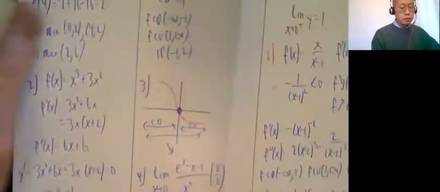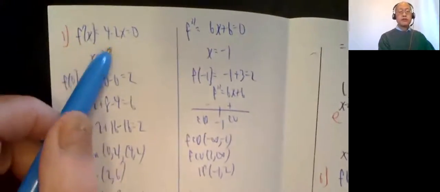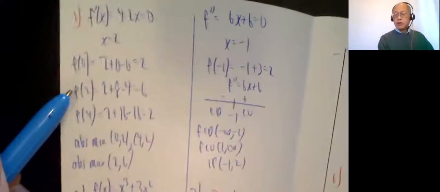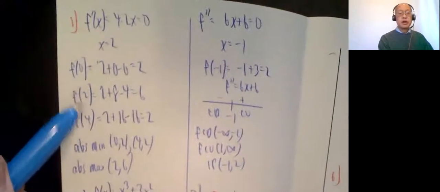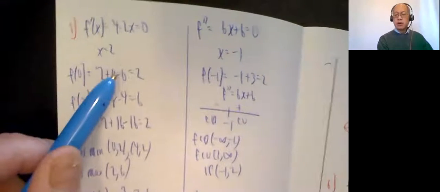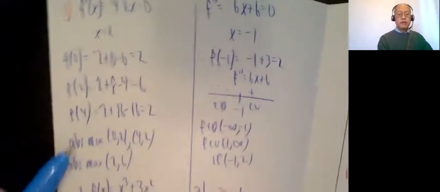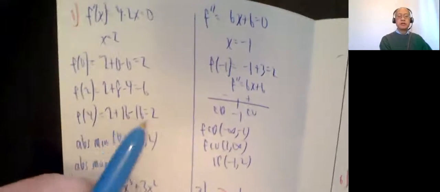Okay, question 1. So the derivative is 4 minus 2x equals 0. That gives me x equals 2. So I plug in the two endpoints, which are 0 and 4, and also plug in 2. F of 0 is 2 plus 0 plus 0, which is 2. F of 2 is 2 plus 8 minus 4, which is 6. F of 4 is 2 plus 16 minus 16, which is 2.